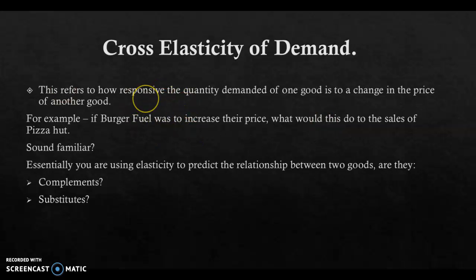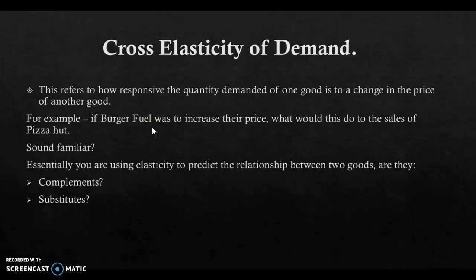I have talked to you about being precise with your technical language, it's quite a technical course at level 3. So "responsive", I really like to hear you using this word. The quantity demanded of one good is responsive to a change in the price of another. So what happens to the quantity demanded of one good when the price of another changes?